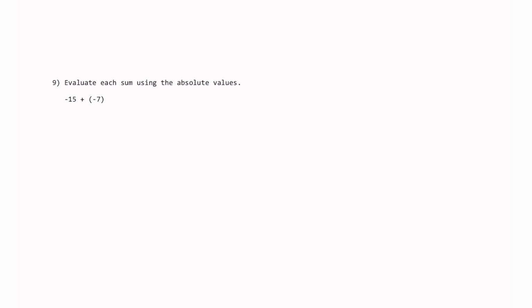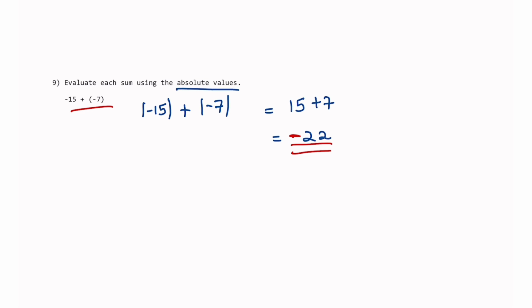Moving to the next one, it's the same type of a question, minus 15 plus, and here minus 7. So basically that's 15 plus 7, which is 22. And since they both are negative, we are going to put a negative sign here. And that's it. So this is how you solve these absolute value questions when both the numbers were negative.